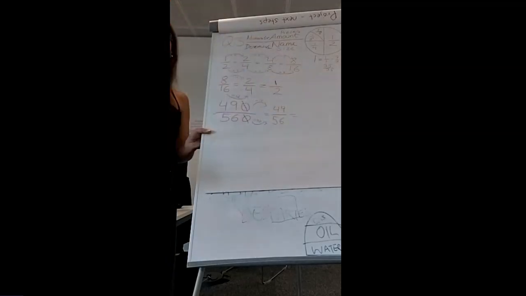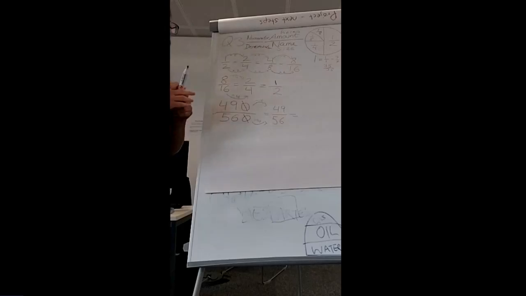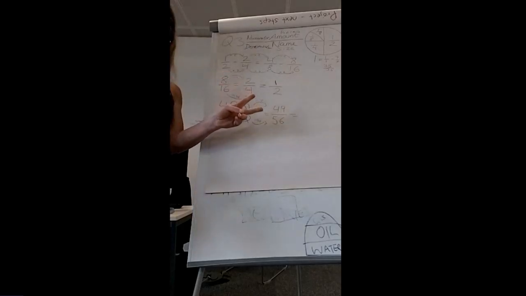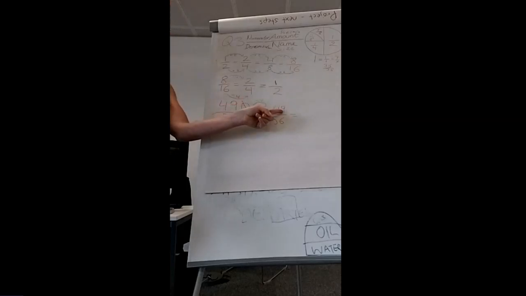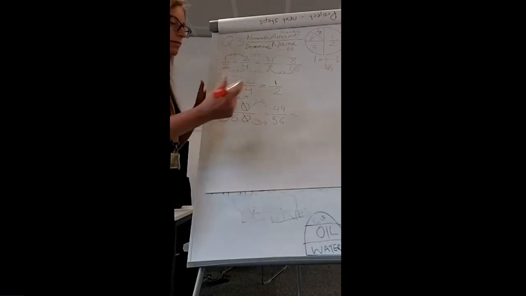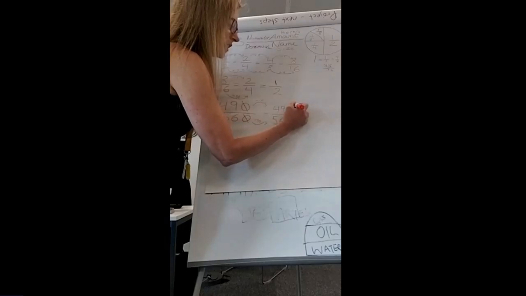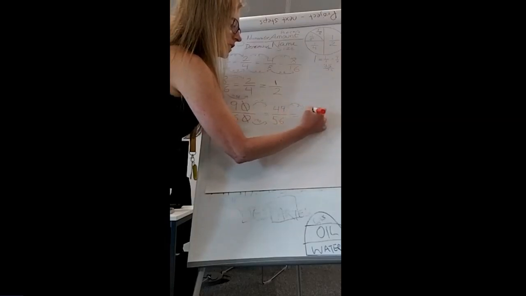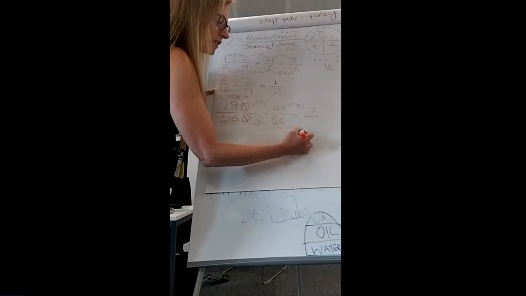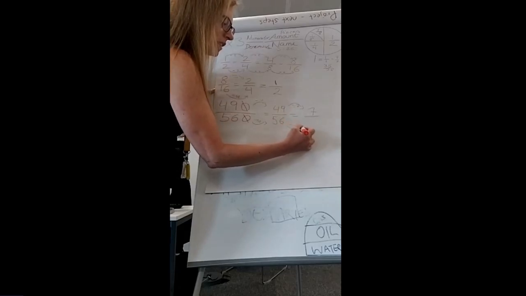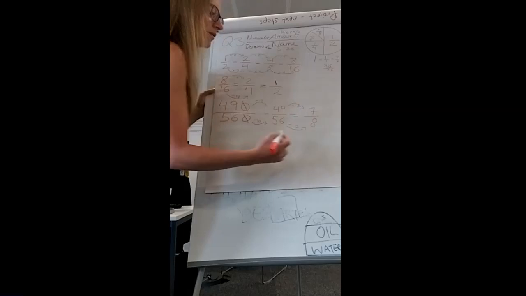And now, do we have another number that we can divide it by? Would 2 work? Divided by 2? No, because we have a 9 here. No, 3 is not. 7. I think it's 7. 49 divided by 7 is 7. 56 divided by 7 is 8.